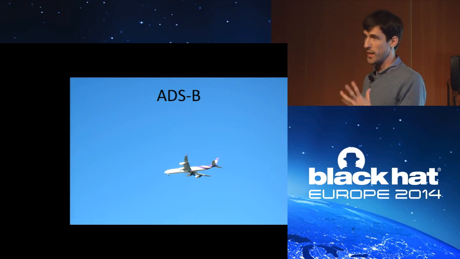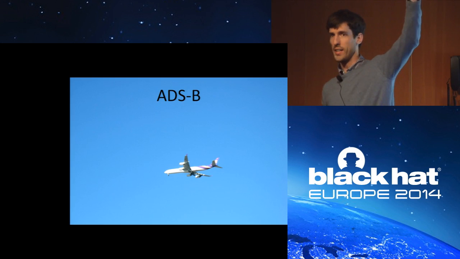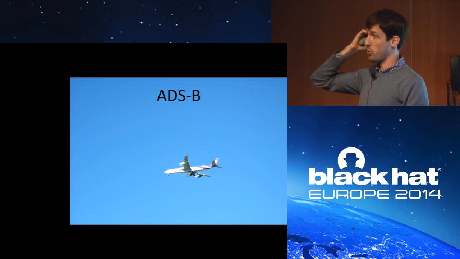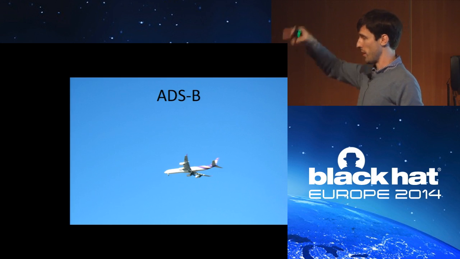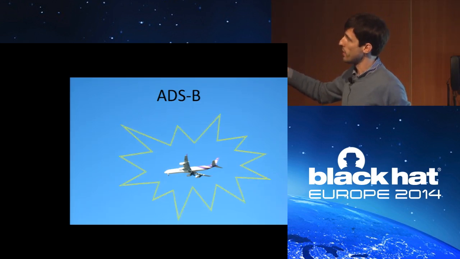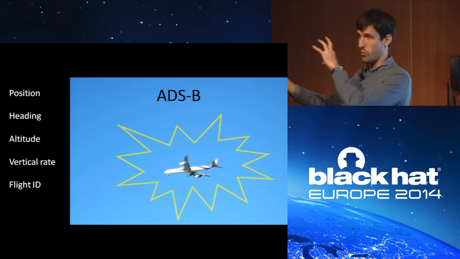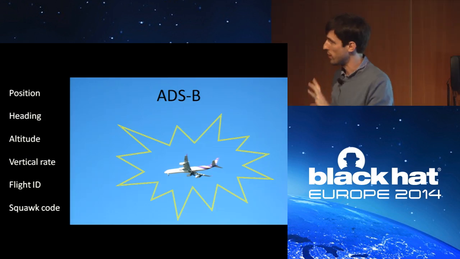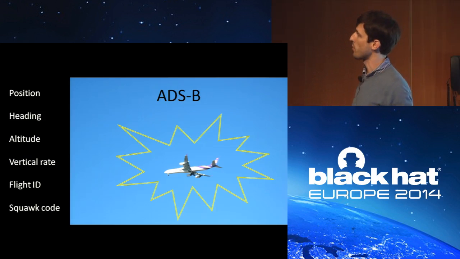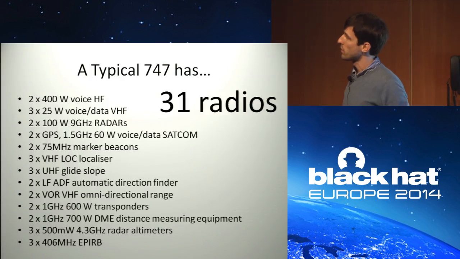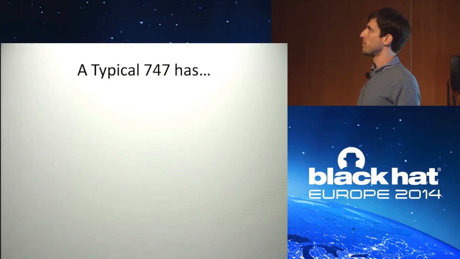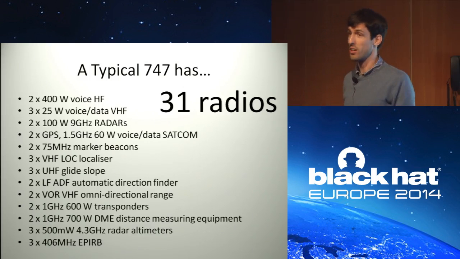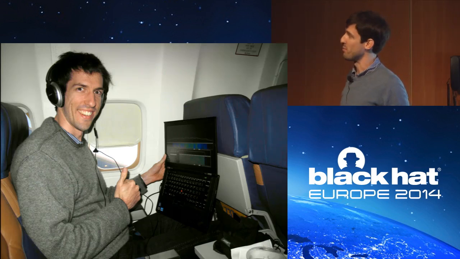So the secondary system, who's heard of ADS-B and tracking planes and all that kind of thing? Yeah. So this was actually the first project that I did with software-defined radio many years ago now. ADS-B is neat because it actually has a radio on board that transmits the aircraft's position, heading, altitude, vertical rate, flight ID, squawk code, and other information too. And in addition to just ADS-B, a typical 747 has 31 radios, which is a hell of a lot. And it makes somebody like me very excited.